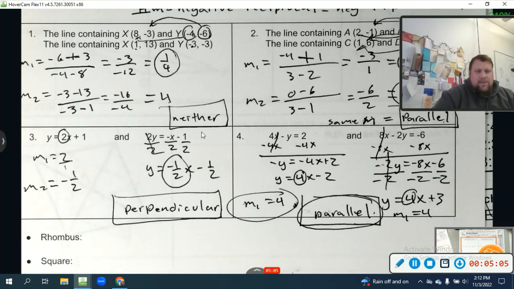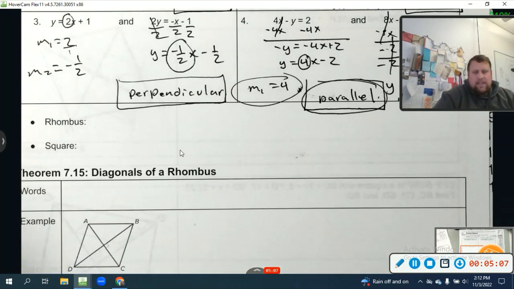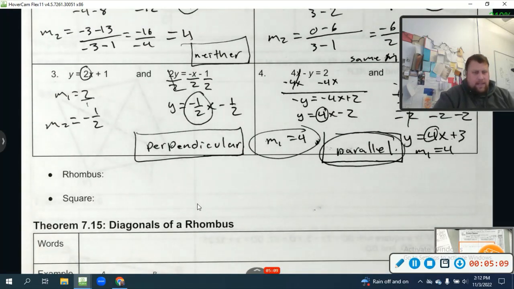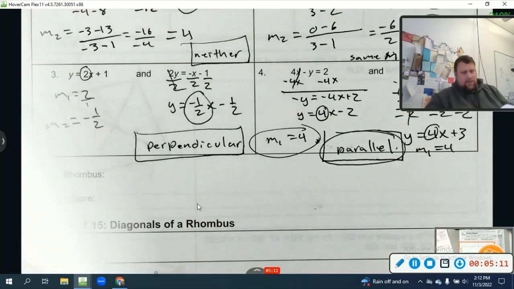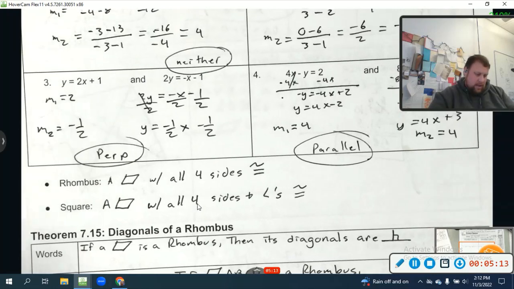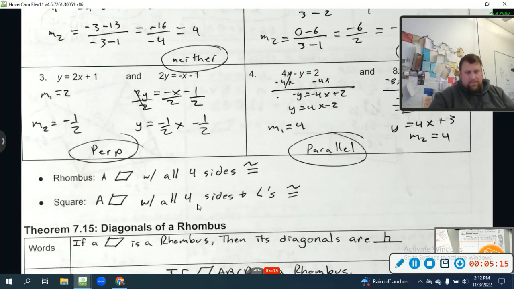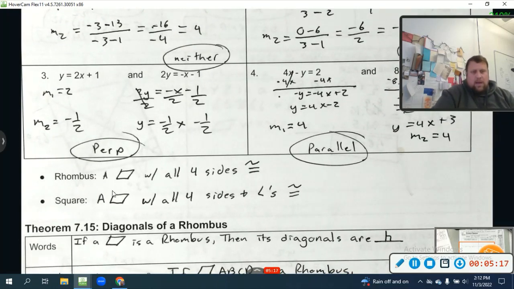All right, we got lots to write down, guys. A lot of today's lesson is writing down. Remember to pause things as they come up. Take a minute, pause this, write it down. A rhombus is a parallelogram with all four sides congruent. A square is a parallelogram with all four sides and angles congruent.